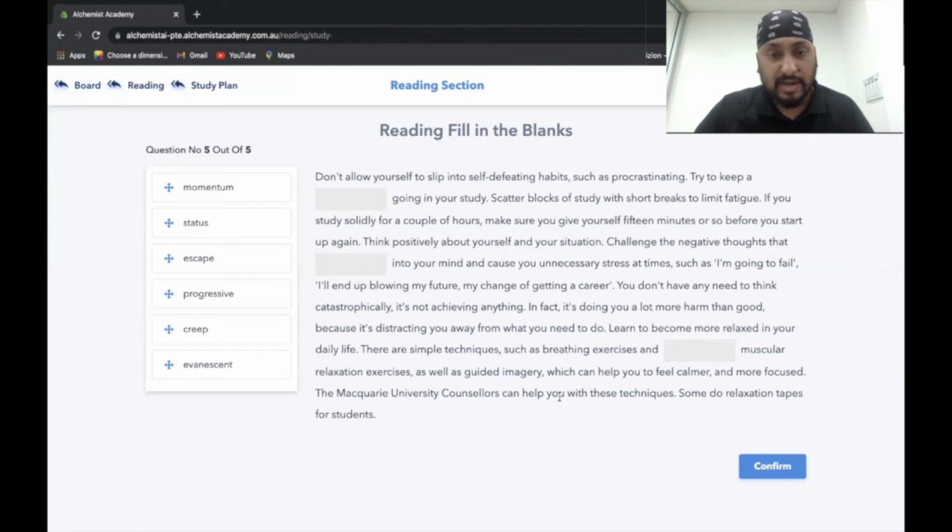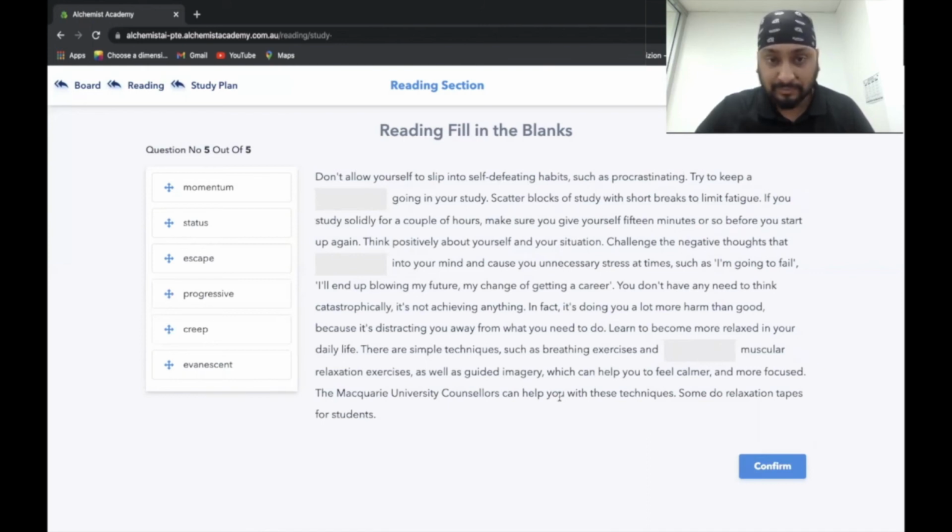Okay, now momentum. Momentum is a noun. You've got status. Status is also a noun. Escape, verb. Progressive can be an adjective. Creep is also an adjective. Evanescent, fluorescent, evanescent, let's say it could be an adjective. I'm not too sure. Let's have a look, and let's understand how this works.